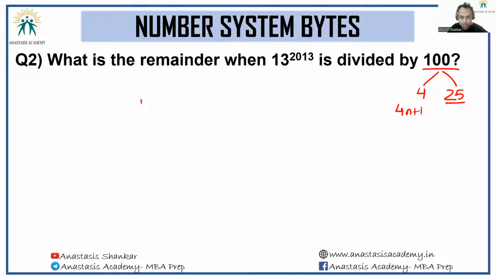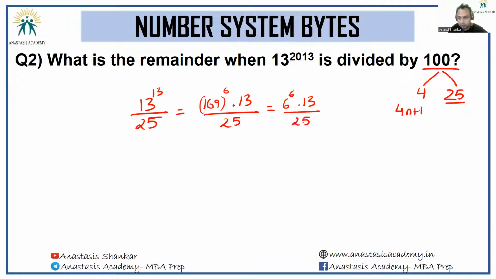Now when I'm seeking remainder with 25, the repetition would happen after every 20. So effectively, what I'm seeking is 13 raised to the power 13 upon division by 25. What remainder does it leave? So this is as good as 169 raised to the power 6 into 13, whole thing divided by 25. Now 169 upon division by 25 leaves a remainder of minus 6. Because it is raised to an even power, doesn't really matter. It is as good as 6 raised to the power 6 into 13 divided by 25.